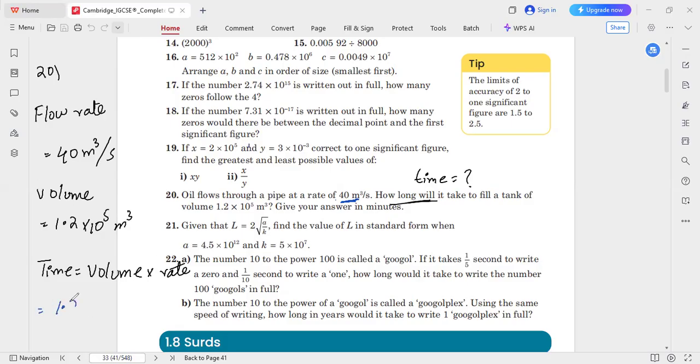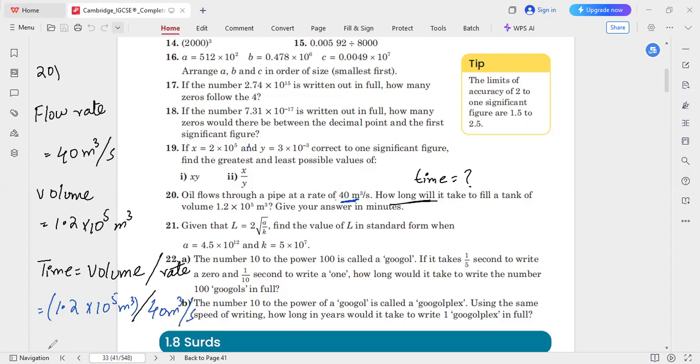Volume they gave is 1.2 times 10 raised to the power 5 meter cube. And this we need to multiply with the flow rate. Oh, sorry. We need to divide this. Okay, my mistake. Volume basically needs to be divided by the rate. So here as well, we will be dividing this with the rate, and the rate that they gave us is 40 meter cube per second.